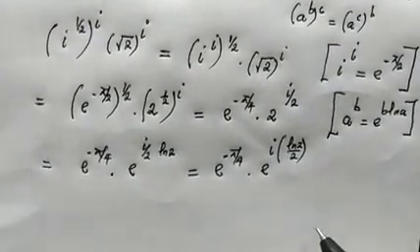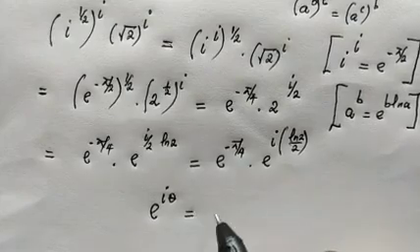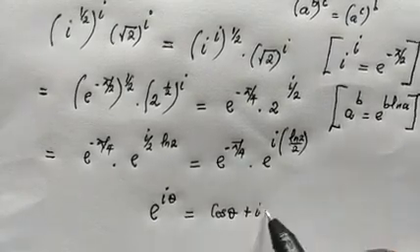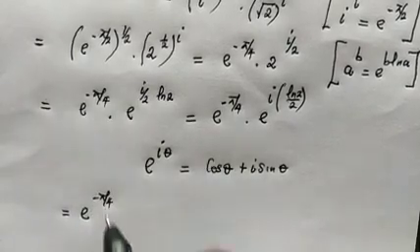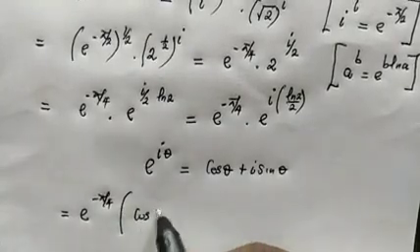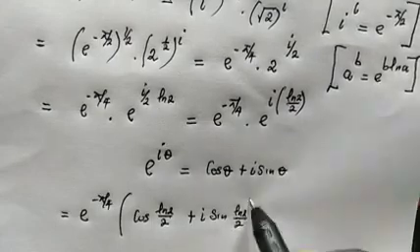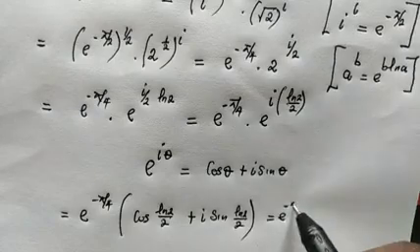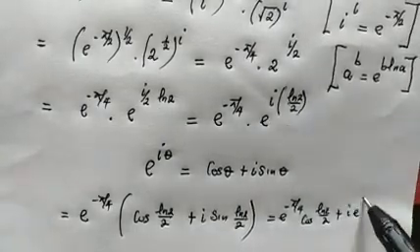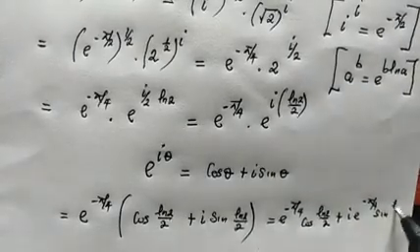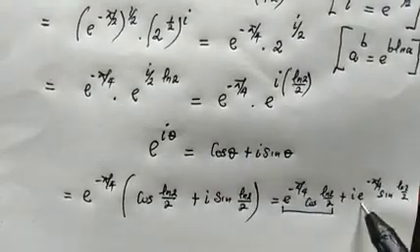We're almost done. Then let's call upon Euler. Remember from Euler that e^(i theta) is equal to cosine theta plus i sine theta. Therefore, this is going to be equal to e^(-pi/4) times the bracket cosine of (ln 2)/2 plus i sine of (ln 2)/2. Then open up the bracket to get e^(-pi/4) cosine of (ln 2)/2 plus i e^(-pi/4) sine of (ln 2)/2. So we can see now this is the real part and this is the imaginary part.